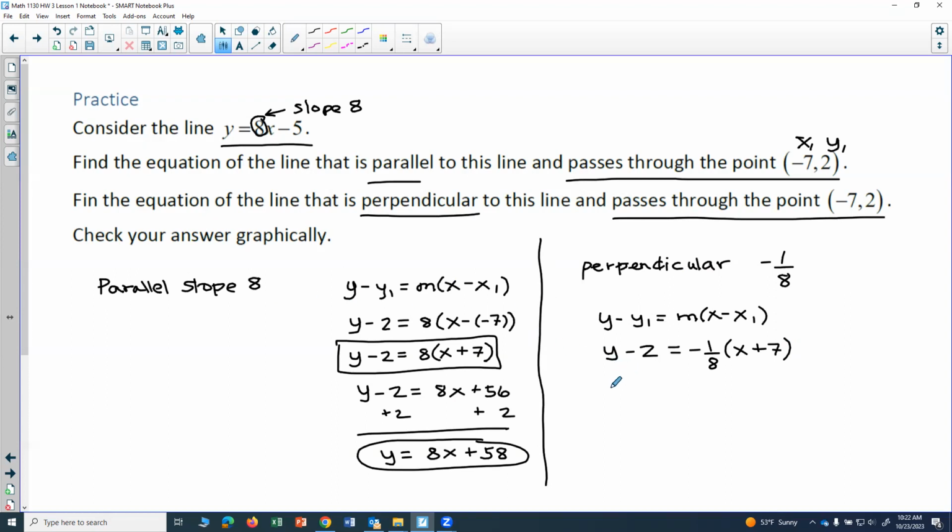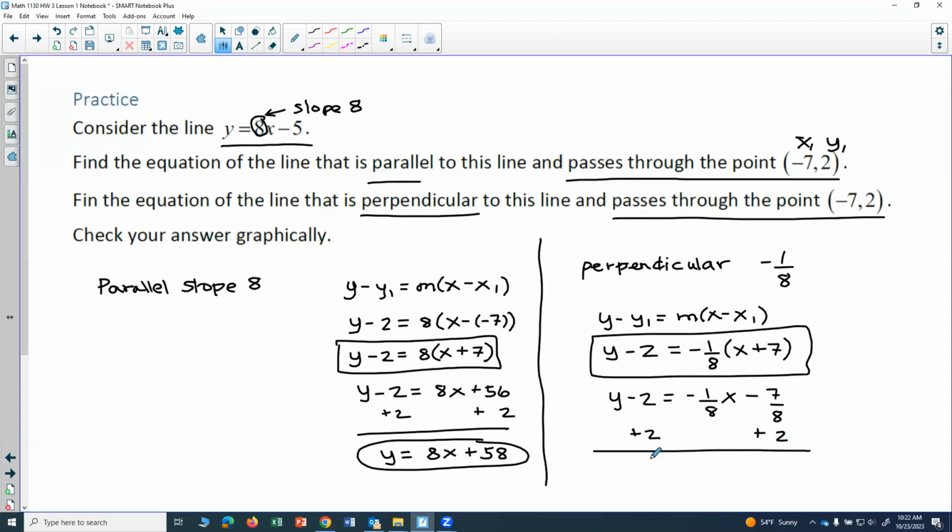And then I want to go ahead and distribute. Remember, Alex will accept this form, the point slope form of the line, so you could stop there. But if you wanted to solve for y, you would distribute the negative 1/8. So I'd get negative 1/8 x minus 7/8 on the right hand side. And then I would add 2 to both sides. And so I'm going to end up with y equals negative 1/8 x.